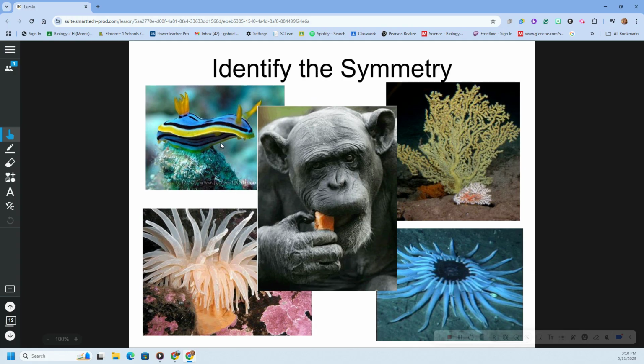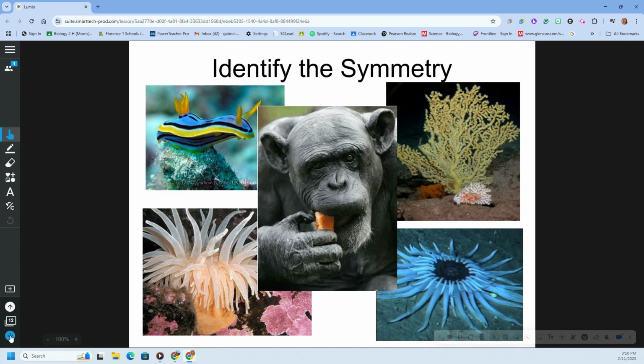Another thing that can help you determine bilateral symmetry is that organisms that are bilateral have a head end. So anything with a head is going to be bilateral. Okay, it has a right half, a left half, and a head end. So the sponge and the anemones do not have heads, and so they do not have bilateral symmetry.